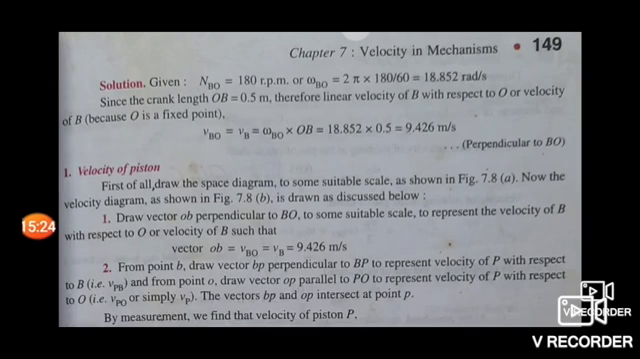Here the data given are N_BO equal to 180 RPM, or omega_BO equal to 18.852 radian per second. Since the crank length OB is 0.5 meter, the linear velocity of B with respect to O, or velocity of B because O is a fixed point, V_BO equal to V_B equal to omega_BO into OB equal to 18.852 into 0.5 equal to 9.426 meter per second.